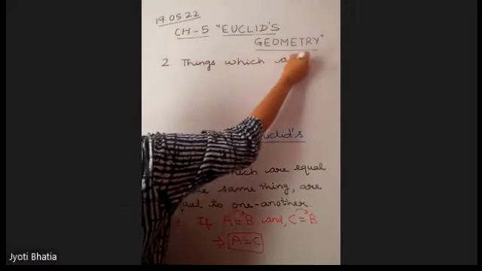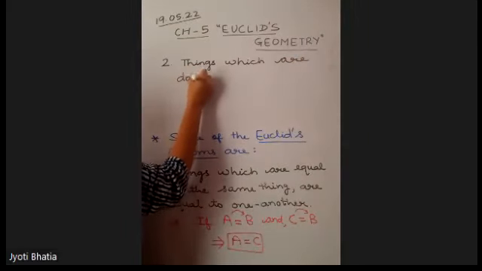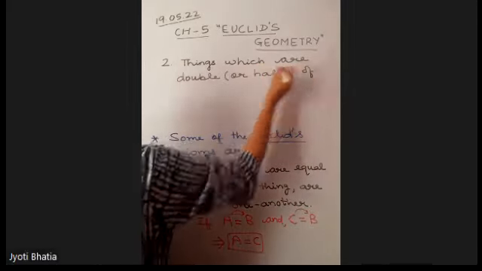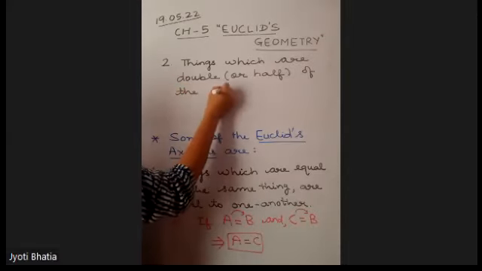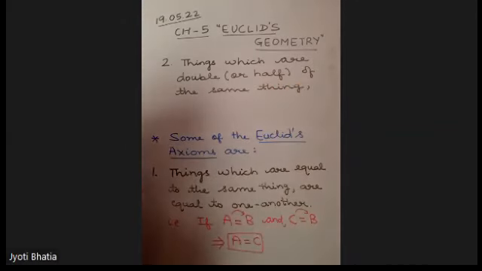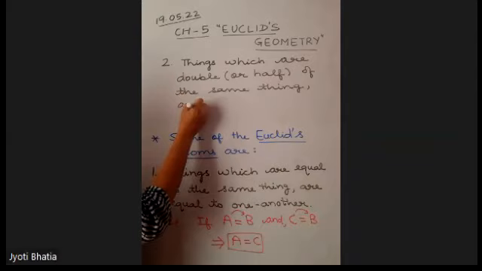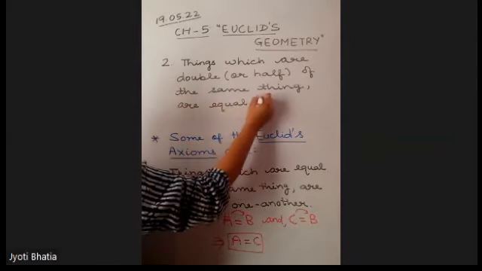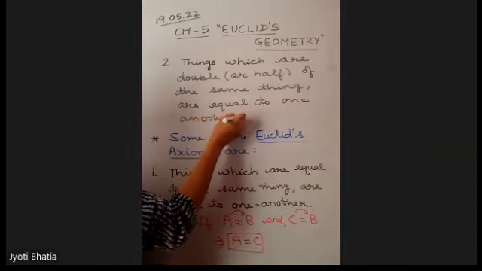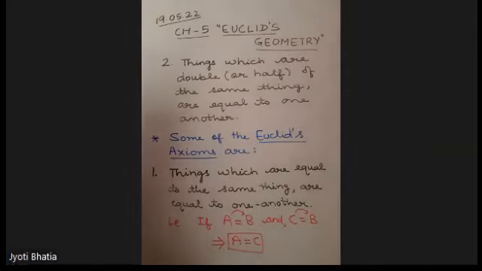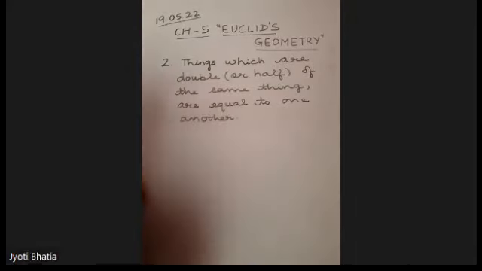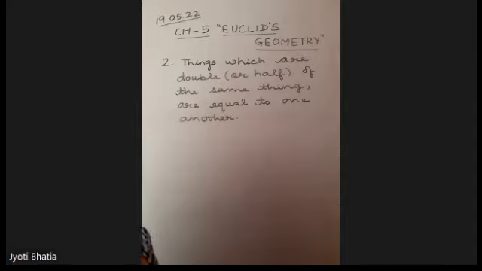Things which are double or half of the same thing are equal to one another. What does it mean, beta? Things which are either double or half of the same thing are equal to one another.